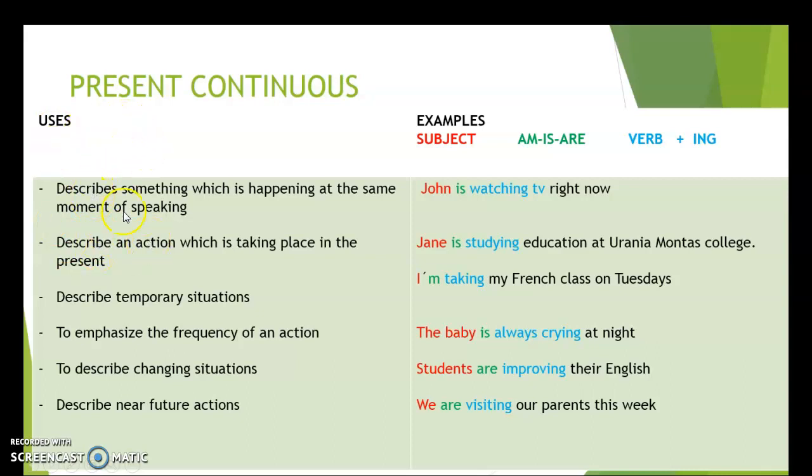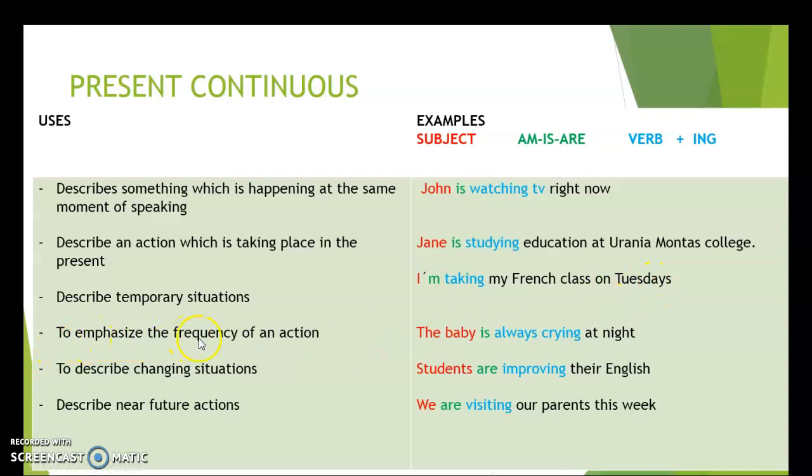The present continuous describes something which is happening at the same moment of speaking. Here I got some examples. John is watching TV right now. Describe an action which is taking place in the present. Jen is studying education at the Urania Montas College. Describe temporary situations. I'm taking my French class on Tuesday.